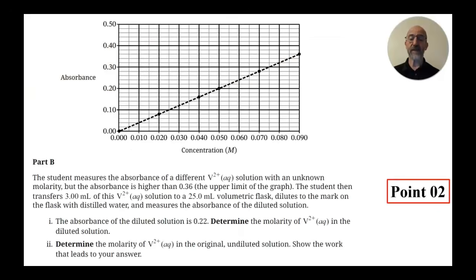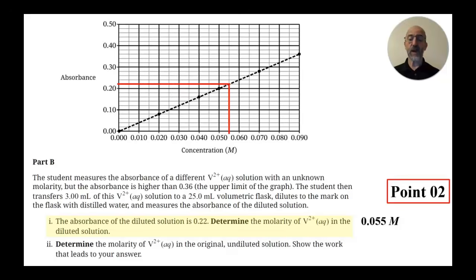Now on to the second point in this question. The absorbance of a diluted solution is 0.22. Let's go find 0.22 on the y-axis in this diagram, and then we can figure out the molarity or the concentration of the vanadium 2+ ions. So 0.22, I trace that over to the line, I go straight down to the x-axis, and it's exactly halfway between 0.05 and 0.06 moles per liter. So my answer for the second point would be the molarity of that diluted solution would be 0.055 molar.